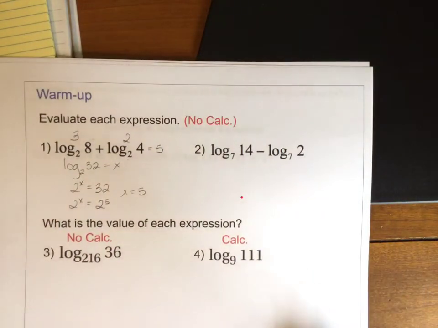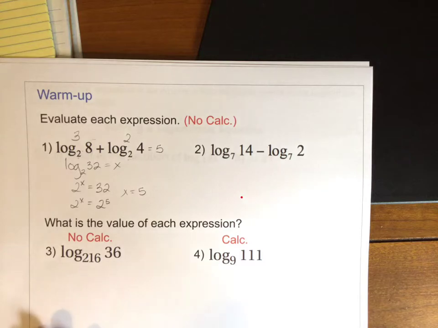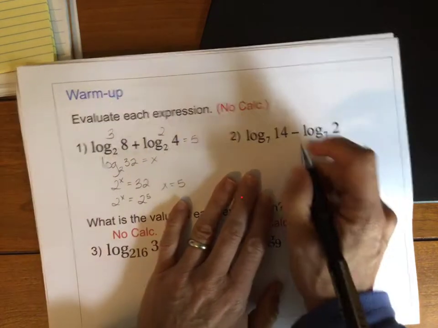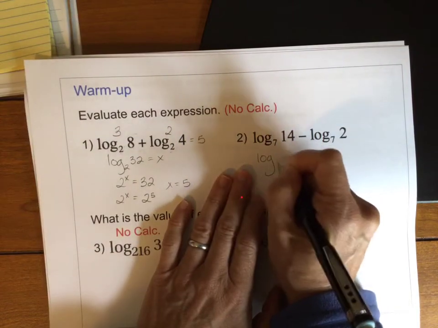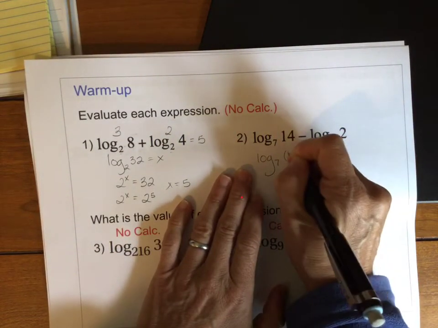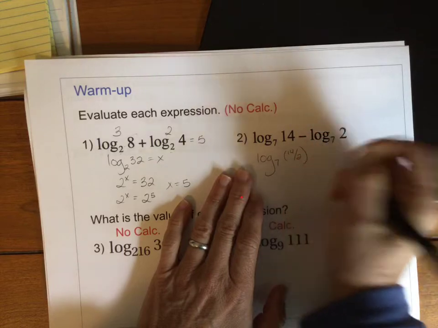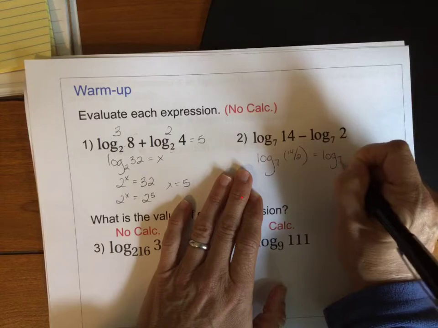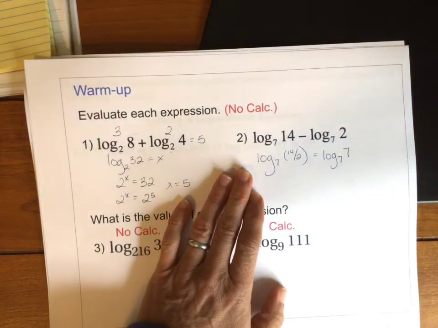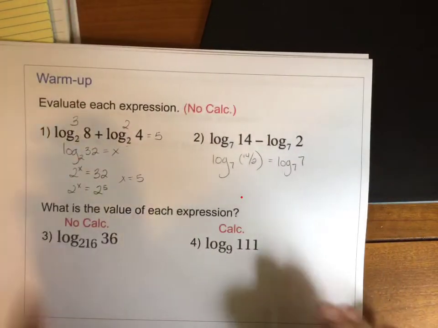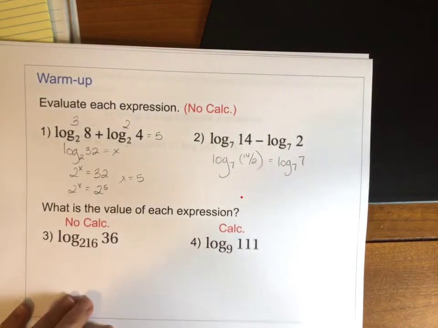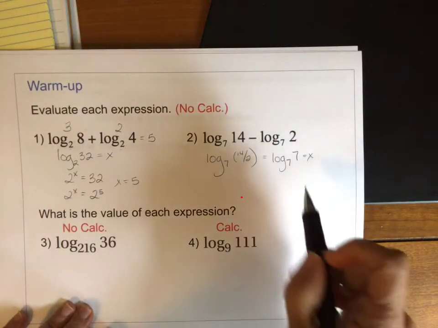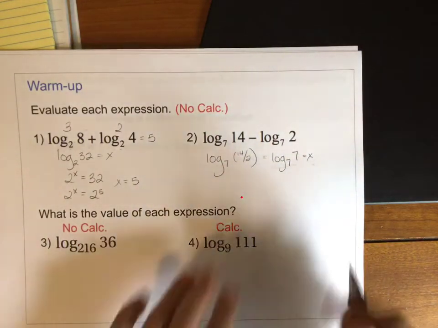All right, on number 2 we have division. So division between the 14 and the 2, so your first step could be log base 7 of 14 divided by 2, which is the same as log base 7 of 7. At this point, the properties of logs say that this would just be 1, but if you really couldn't figure it out, remember that whatever this equals, it equals the exponent.